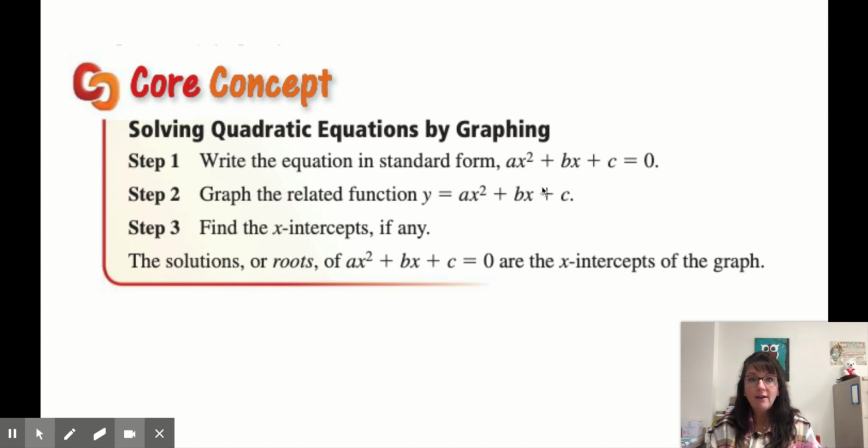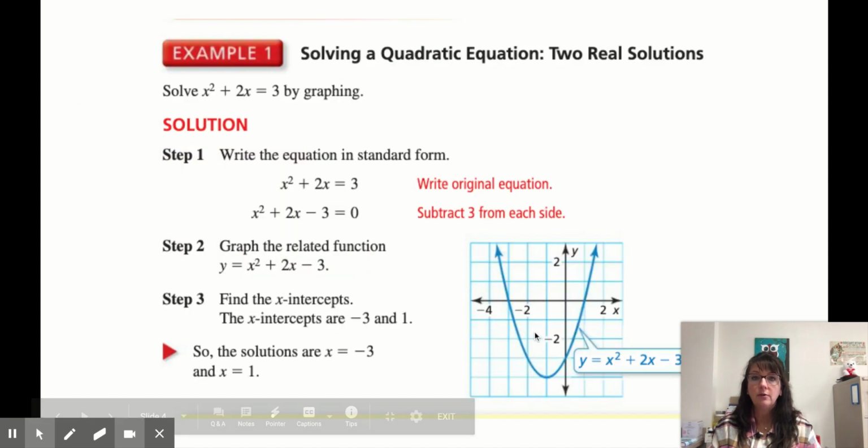Step two, we want to graph it. So we want to graph it as y is equal to ax squared plus bx plus c. Then we're going to find the intercepts, the x-intercepts. These are places where it's crossing the x-axis, if there are any, there might not be any. So the solutions or roots of this trinomial are the x-intercepts of the graph.